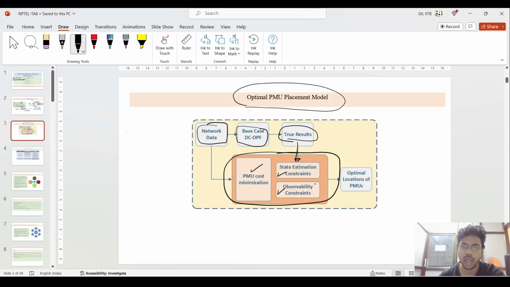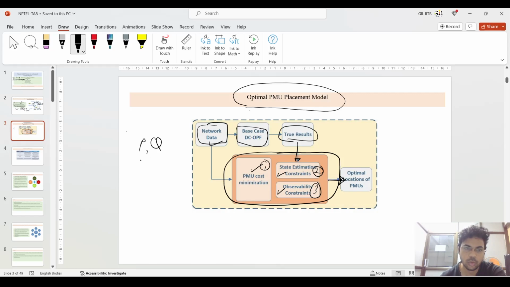Second, it has a state estimation constraint, and third is the observability constraint. Based upon these three factors, first, second and third, you decide this optimal location of PMUs.